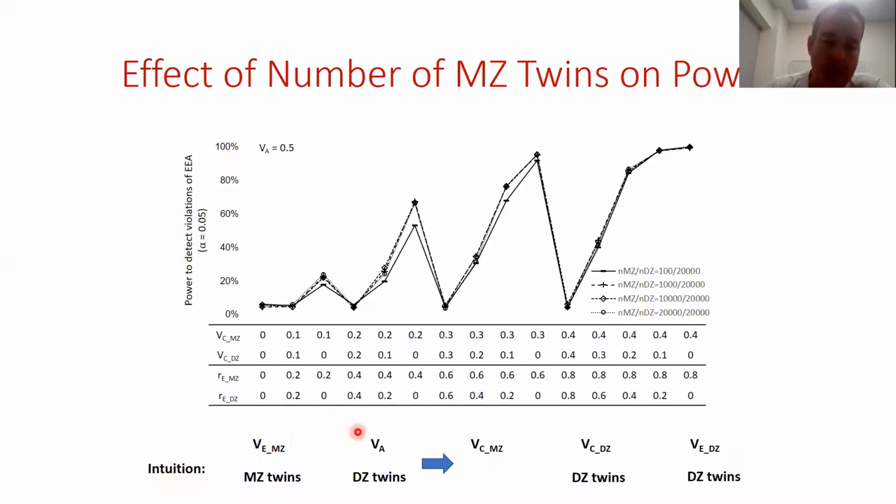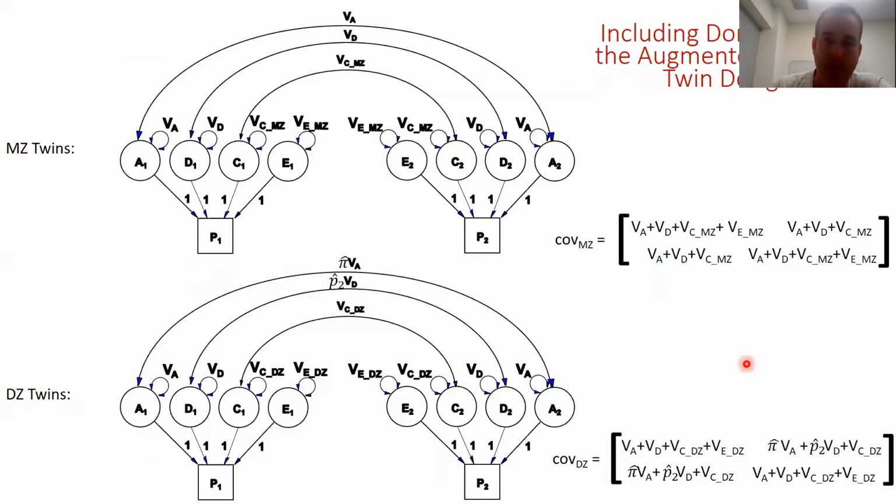In contrast, most of the information is coming from DZ twins, because it's the IBD sharing between DZ twins that you're using to estimate VA. And once you've estimated VA, this then has flow-on effects to the other parameters, so the VCMZ, the VCDZ, et cetera. And so it's really the DZ twins that are driving the power in this model.